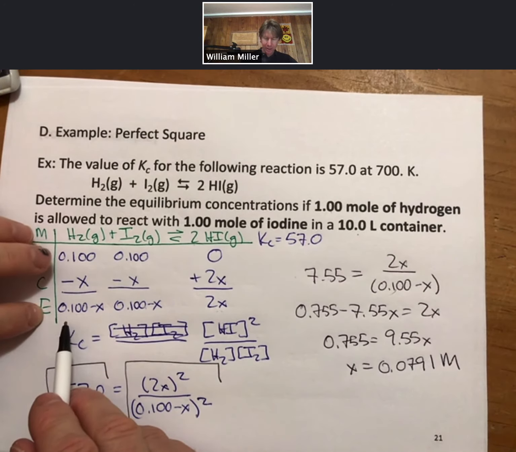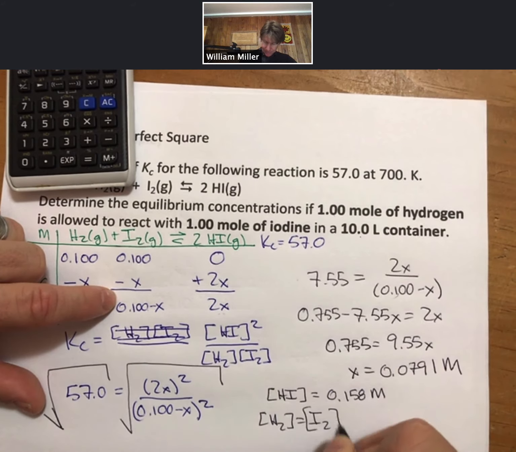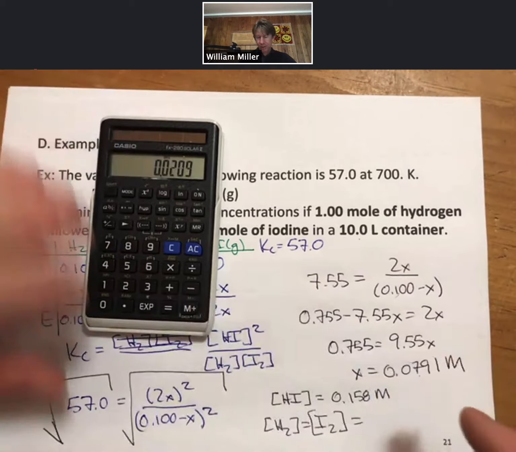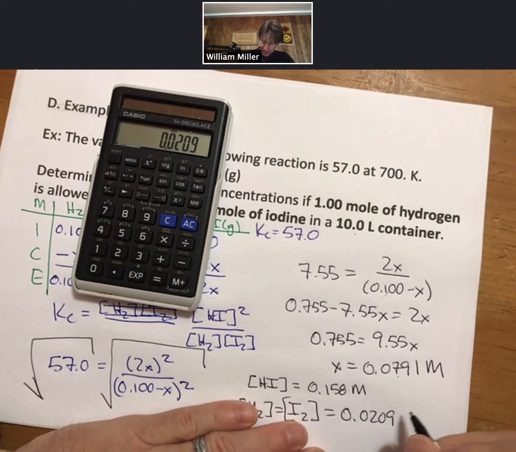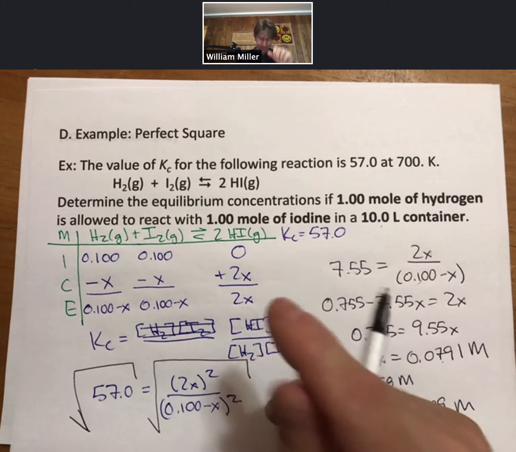And now I didn't really leave enough room for my equilibrium concentrations down there. So my equilibrium concentration of HI is 2 times this number, 0.0791 times 2, 0.158 molarity. And my concentration of H2, which will be equal to my concentration of I2, is 0.1 minus this number, 0.0791, 0.0209. And 2 or 3 sig figs would be fine there. And let's see, come back to our problem. It did ask us to determine the equilibrium concentrations, and we have done that. There was another page for you to work on it, and that's the end for this one.